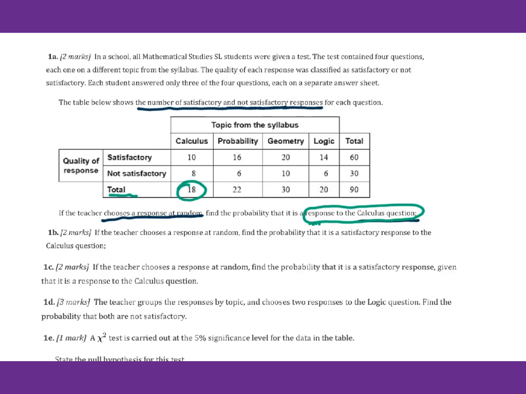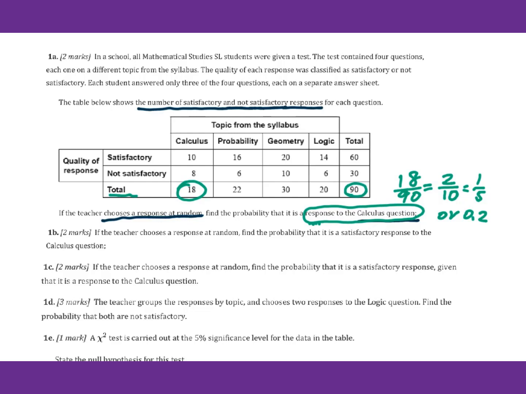That's 18. Altogether, we have 90. So 18 over 90. 2 over 10. 1 over 5. The answer will be 1 over 5 or 0.2.